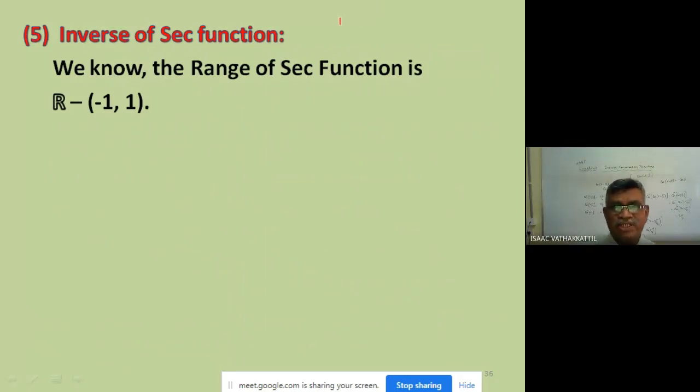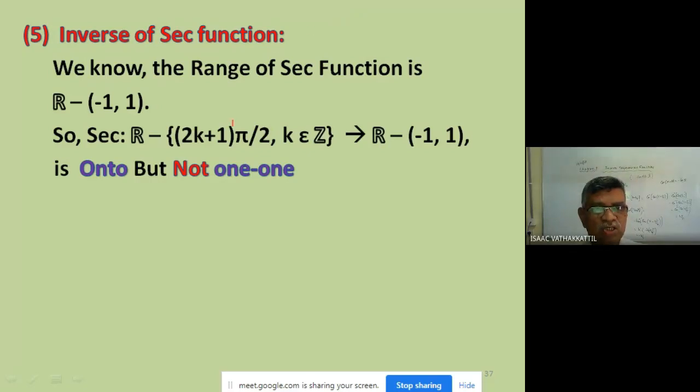The range of the sec function is R minus the open interval minus 1, 1. That means it can be any number less than or equal to minus 1 or any number more than or equal to 1. And the domain: sec is 1 by cos, so the domain is R minus odd multiples of pi by 2. So if we take the sec function from R minus odd multiples of pi by 2 to R minus open interval minus 1, 1, it is onto but not 1 to 1.